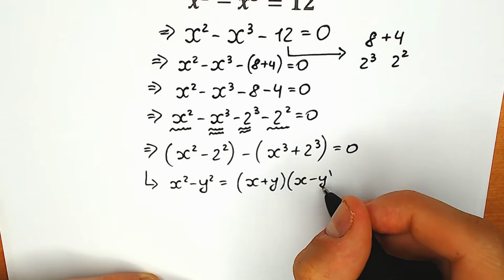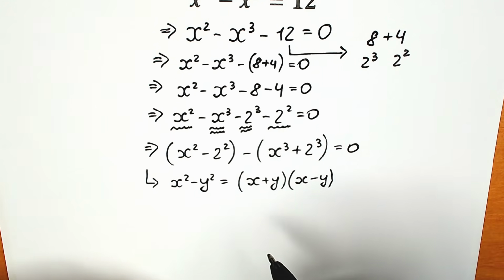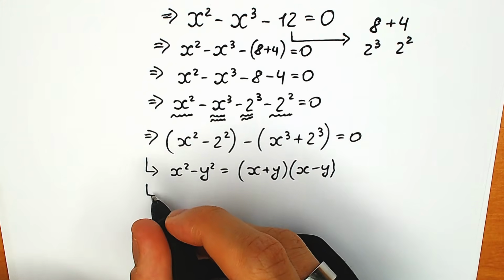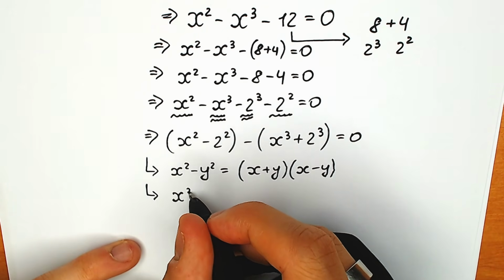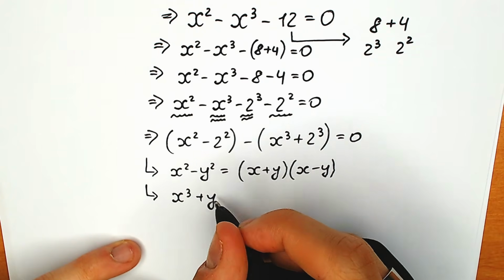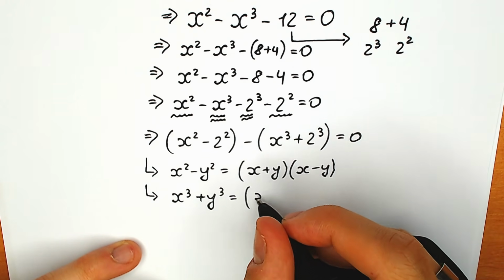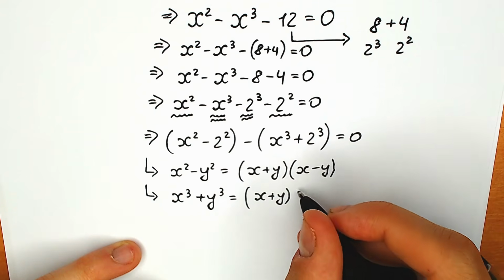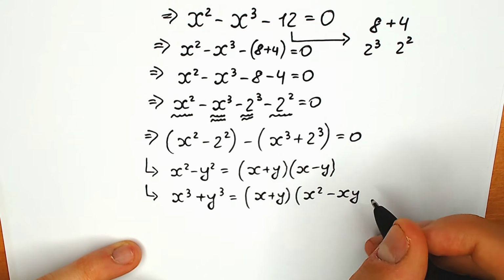And right now, let's look closely. What do we have right here? We have x cubed plus 2 cubed. This is the sum of two cubes. So let's remember this. Let's learn this formula as well. We have x cubed plus y cubed equal to, as a result, x plus y. This is our school formula, x plus y. And in the second parenthesis, we're going to have x squared minus xy plus y squared.